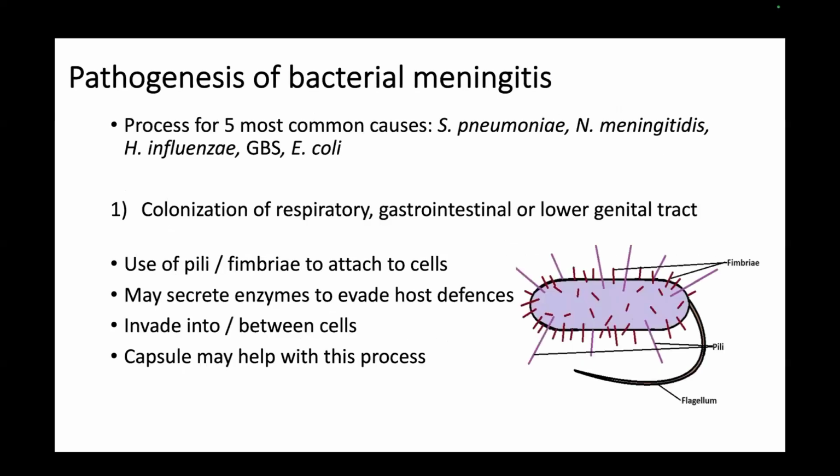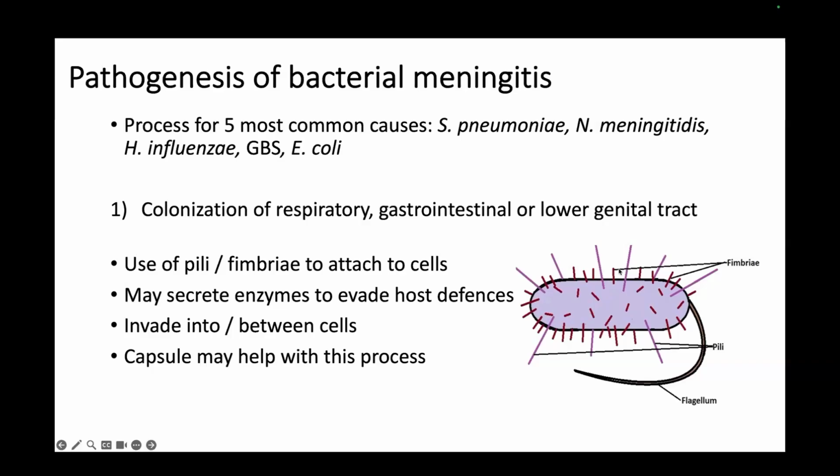So yeah, pathogenesis. This is the pathogenesis for the five most common causes of meningitis. It's similar for all of these causes. The first thing that you need is the colonization of whichever tract you're looking at. So is it the GI tract, respiratory tract, or the genital tract in the case of group B strep, for example? The bacteria have pili or fimbriae, which are these projections that you can see in the picture there that they use to attach to cells.